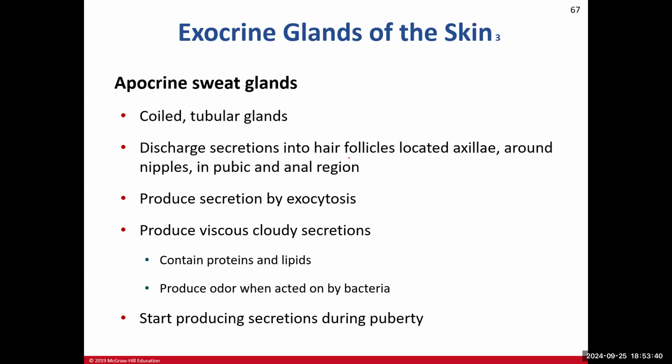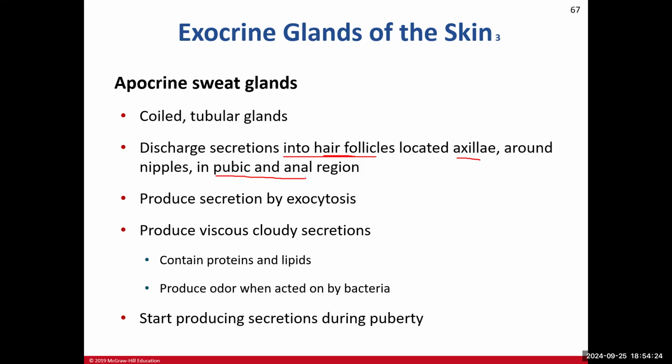All right, the next type of gland are the apocrine glands. Again, a long tubular gland that we rolled up into a ball. These glands, though, are associated with hair follicles. So they are going to be located in places where there are hair follicles: the axilla, areas around the nipples, and our pubic and anal regions. You don't get hair in some of these areas until you hit puberty. Well, guess what? These glands don't become active until you hit puberty.